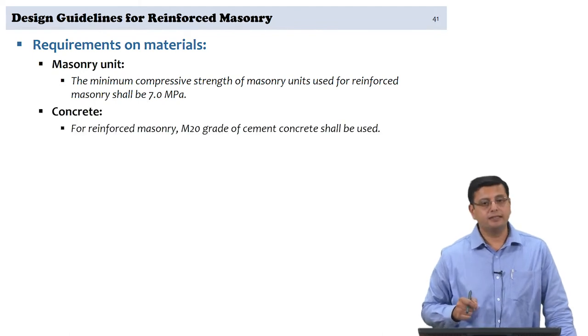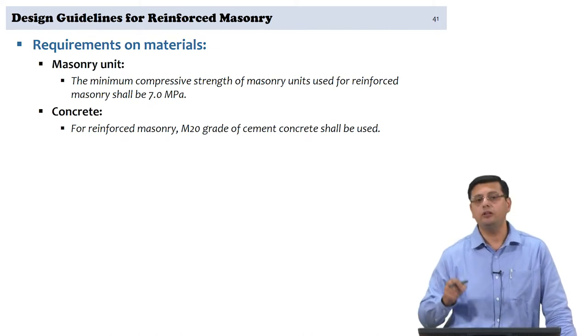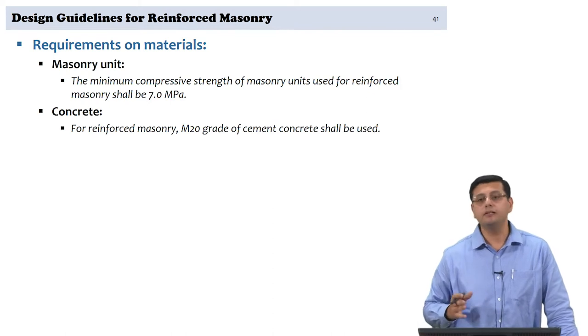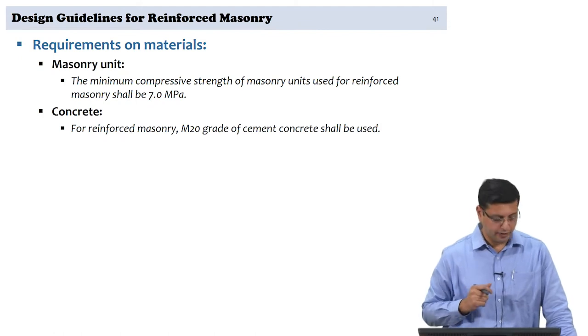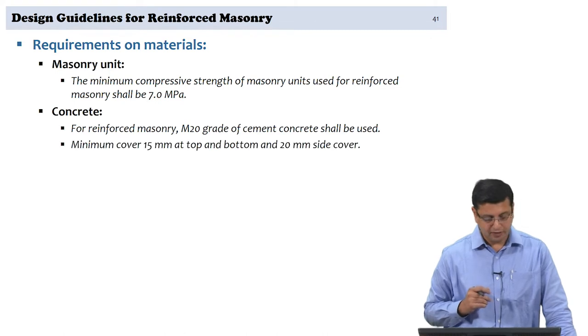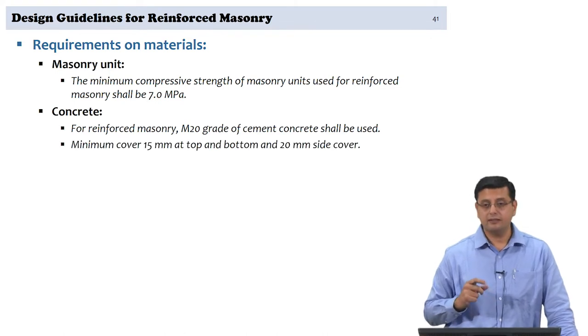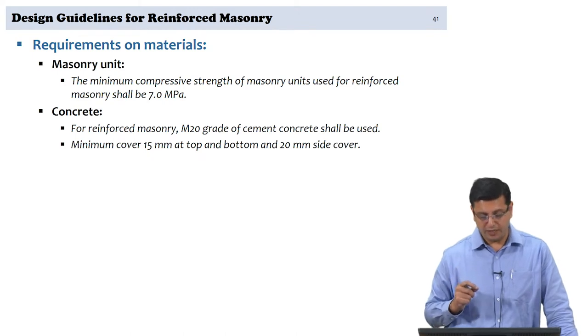As far as concrete is concerned, the concrete shall at least be M20 grade concrete, and this is particularly where you are placing reinforcement. This comes primarily from the durability requirements, that protection to the reinforcement is required from corrosion. So, M20 grade of concrete, and as far as the steel is concerned, you have to have a minimum cover of 15 mm at the top and bottom and 20 millimeters cover on the sides.